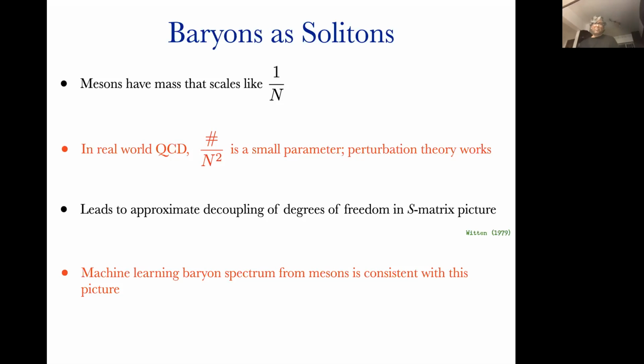Okay, so what's the physics here? Mesons have a mass at scale like 1/n. In real-world QCD, a perturbative parameter is 1/n squared, or some number over n squared. And perturbation theory works. Witten already noticed in the late 70s that this kind of picture may lead to an approximate decoupling of degrees of freedom. And 1/3 squared is like 10%. So n equals 3 and n equals infinity may not be that far apart, in other words. Machine learning the baryon spectrum from training on mesons is consistent with this picture.